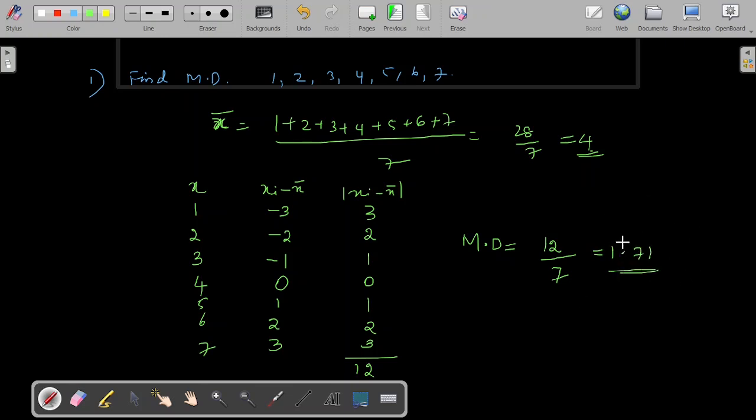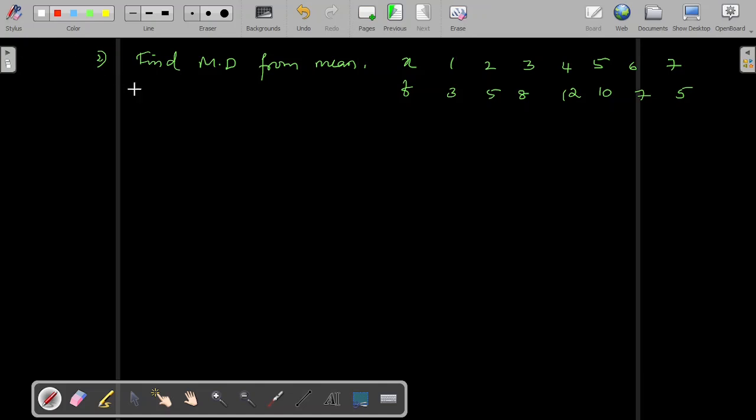So this is the dispersion about the mean, showing how the data points are scattered with respect to the mean. The dispersion is at a level of 1.71. Now see here, the second problem: find the mean deviation from the mean for this given data.